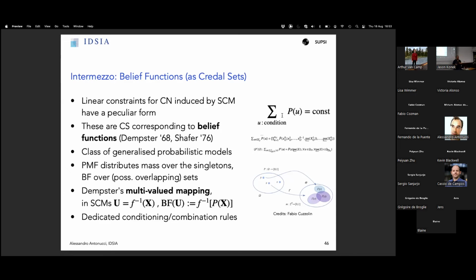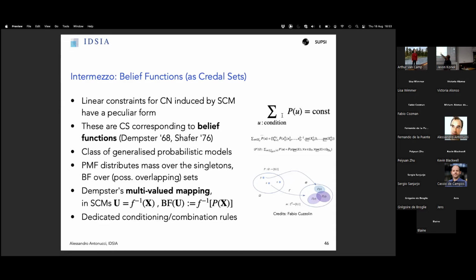This is at least the perspective of a credal set person, so I consider belief functions as a subclass of credal sets. Of course, the machinery, the conditioning, and the combination rules used by people in the field of evidence theory are also different. There are different motivations.